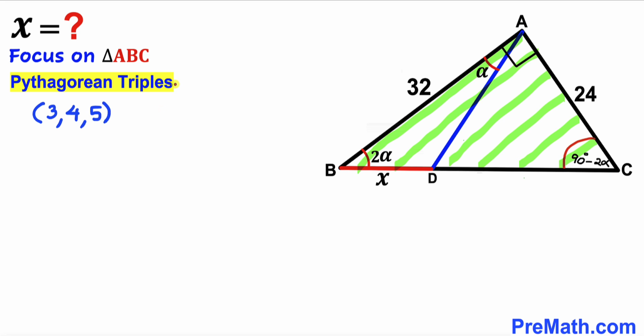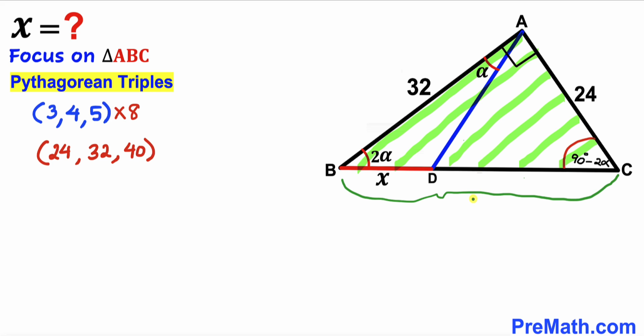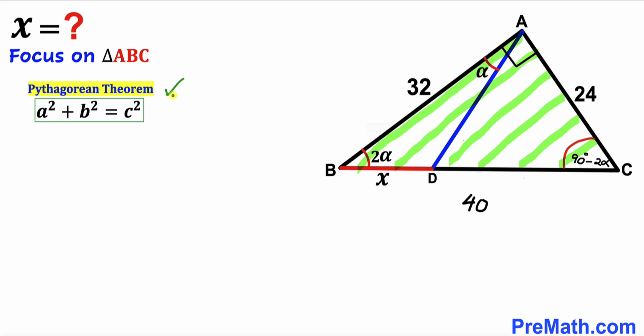So let's recall the Pythagorean triplets 3, 4, 5. If I multiply all these numbers by 8 across the board, then our new set of Pythagorean triplets is going to become 3 times 8 gives us 24, 4 times 8 gives us 32, and finally 5 times 8 gives us 40. So our hypotenuse BC turns out to be 40 units. And you could have used the Pythagorean theorem to figure out this unknown side length.